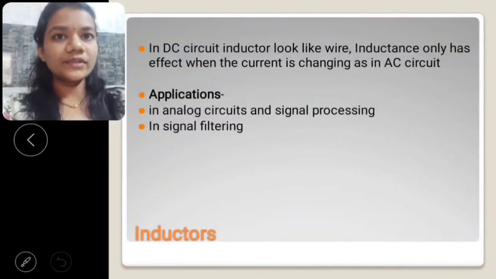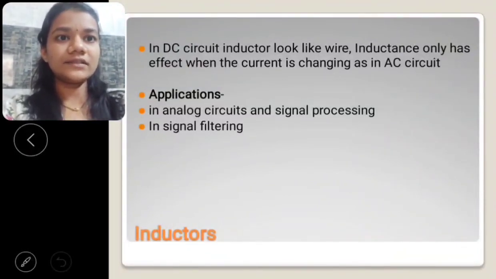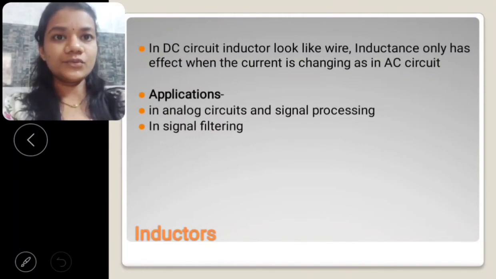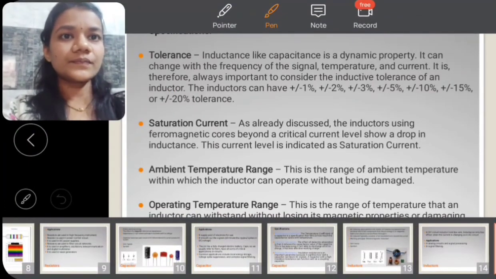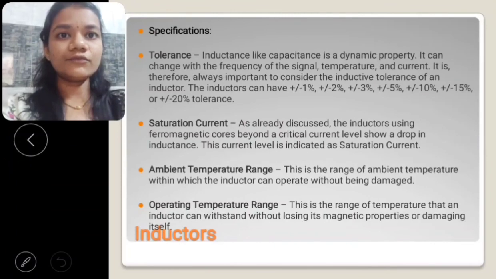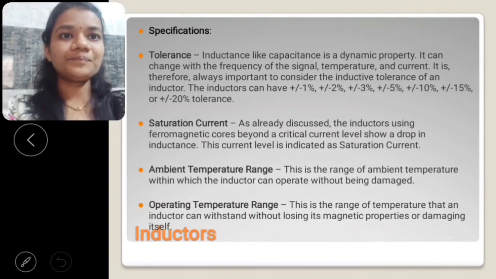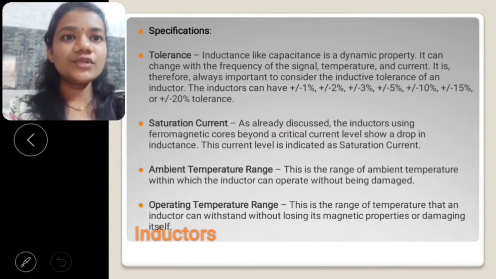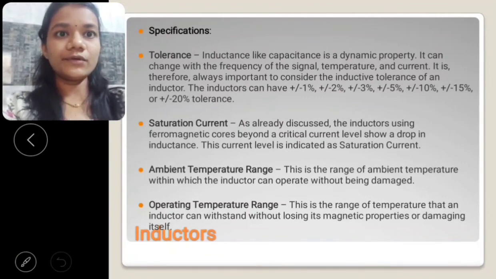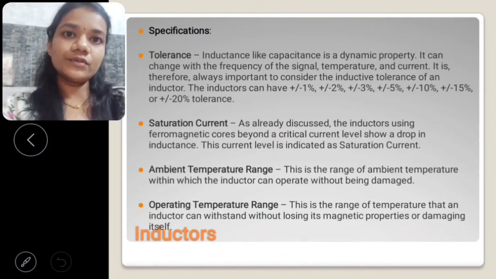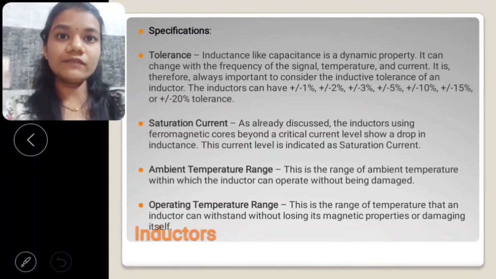Now the applications of inductors: in analog circuits and signal processing, an inductor is used. Also in signal filtering we are using an inductor. Next is the specifications of the inductor. First is tolerance. Like a resistor, an inductor also has tolerance. It can change with the frequency of the signal, temperature and current. It is therefore always important to consider the inductive tolerance of an inductor. Why do we have to consider the tolerance of an inductor? Because the value of tolerance may change with the frequency of the signal, temperature and current.